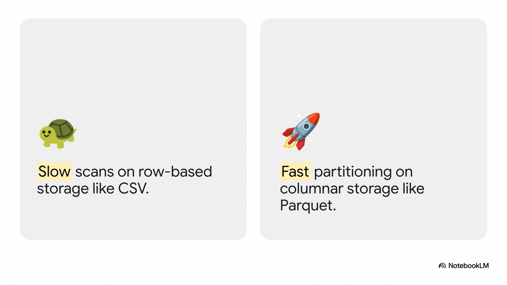The team stopped doing full table scans, which is super inefficient, and instead partitioned the data by date. They swapped out slow CSV files for fast columnar Parquet files. That's a huge win because the database only has to read the columns it actually needs for the query. And finally, they added indexes on the key columns people search for the most. Every single step was a deliberate win for performance.